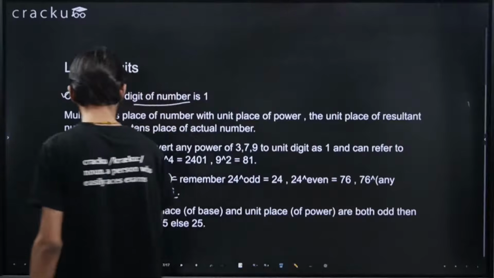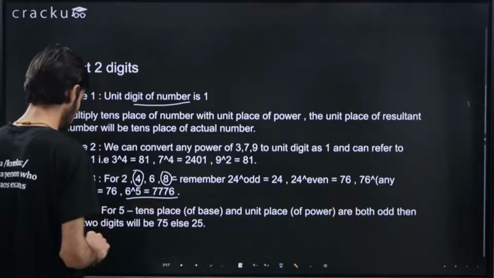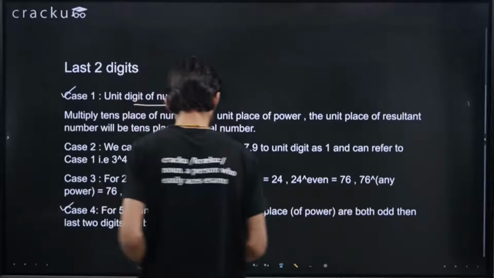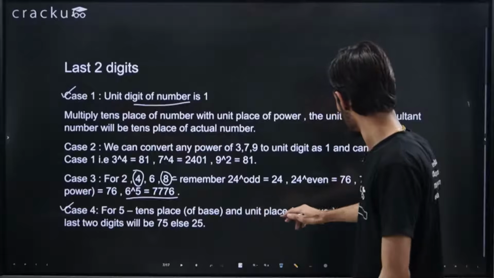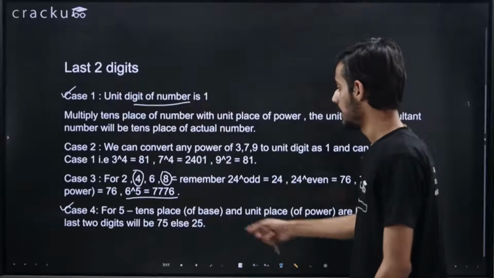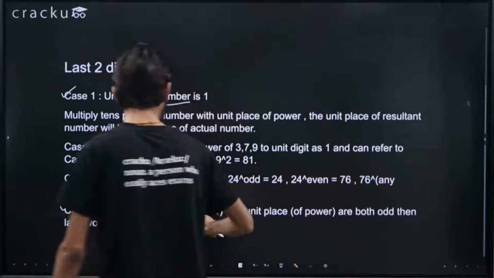Only one case is left now, that is case 4. It is for 5. Only 5 is left, right? So if the tens place of base and unit place of the power are both odd, then the last two digits will be 75, else 25.